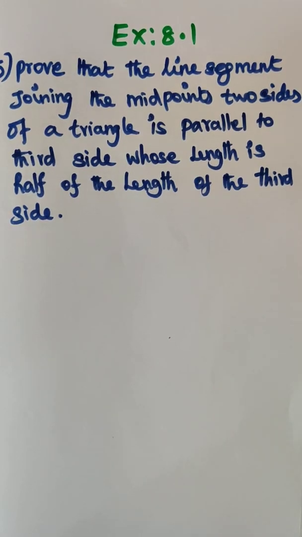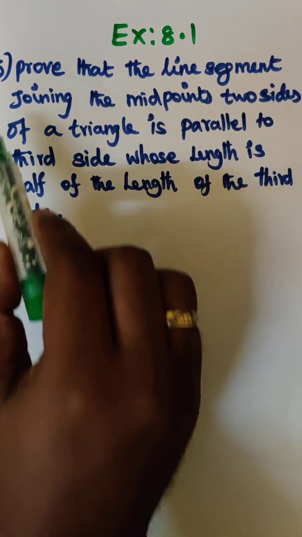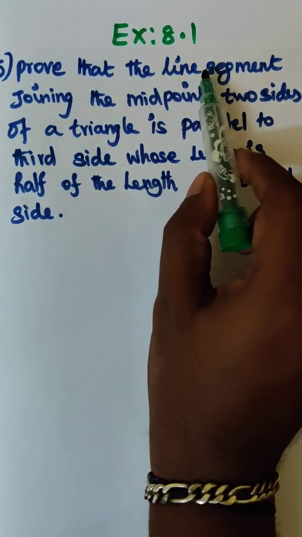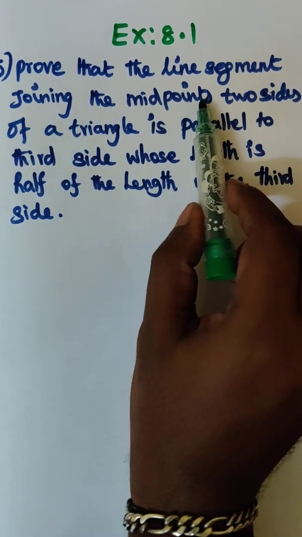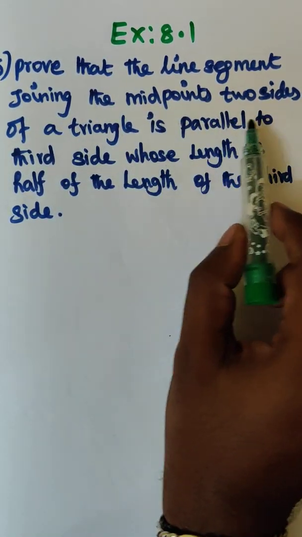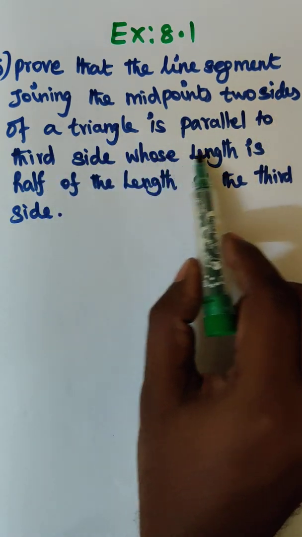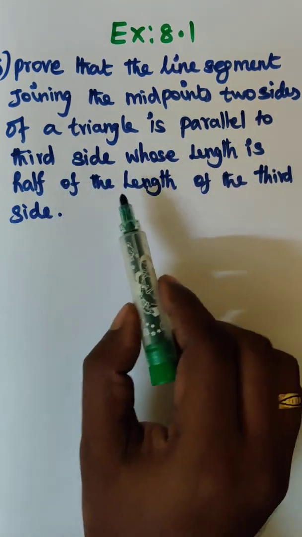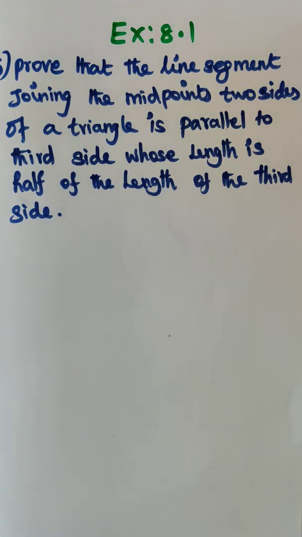Very good morning, students. Today we are going to discuss exercise 8.1, question number 5. Prove that the line segment joining the midpoints of two sides of a triangle is parallel to the third side and its length is half of the length of the third side. So that is the question.